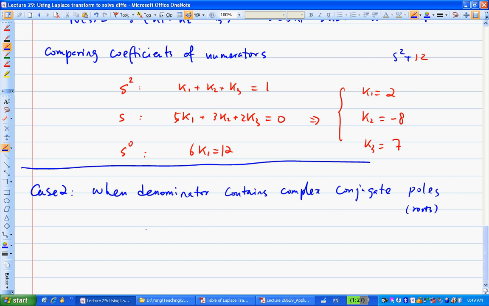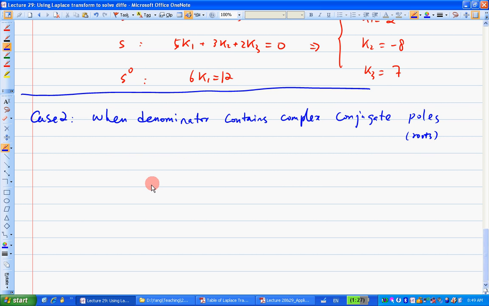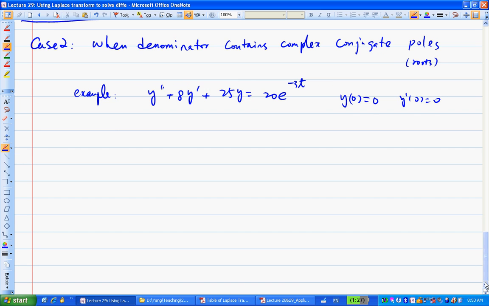So here we'll look at it through an example. Let's say we're going to solve y double prime plus 8y prime plus 25y equal to 20 e to the power negative 3t, and the initial conditions are 0 and 0, to simplify the situation. If I wanted to solve this using the time domain, then I would probably use undetermined coefficients, but I'm going to use Laplace here to solve.